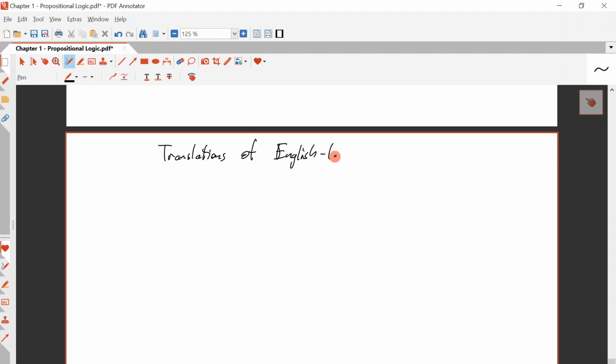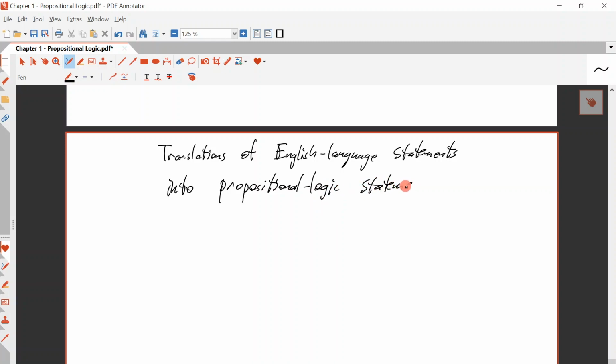Translations of English language statements into propositional logic. Okay, so let's just jump right into some examples.